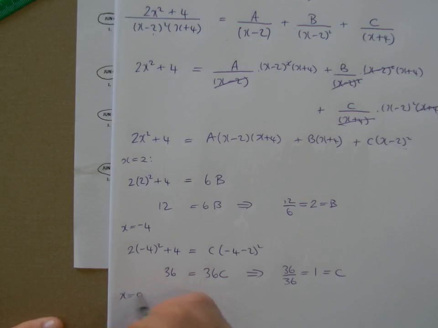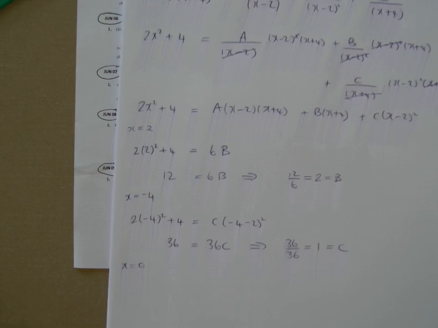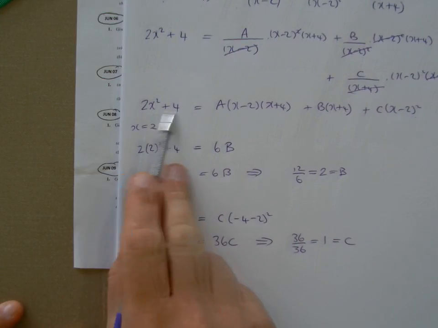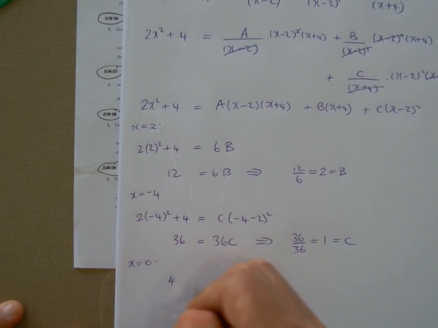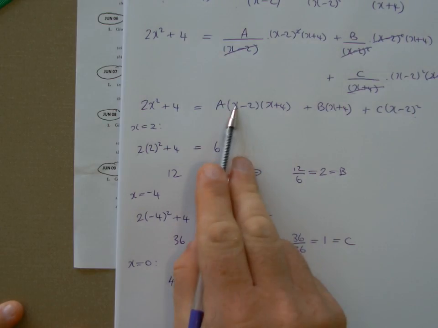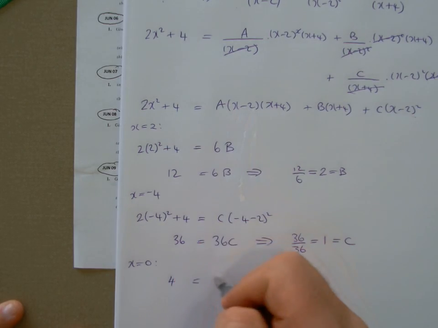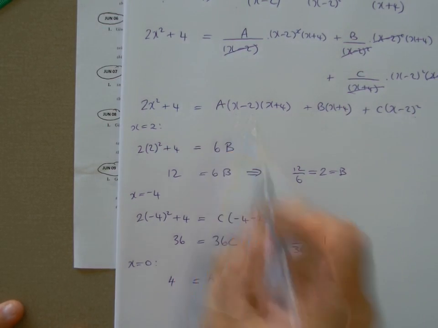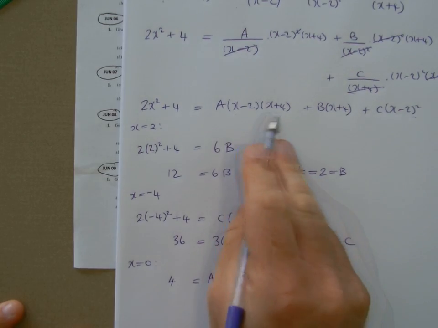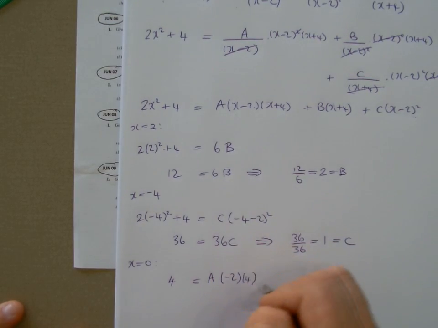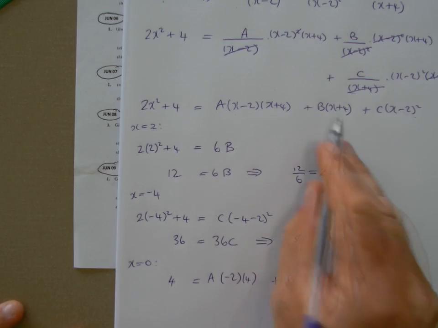So if we set x to be 0, you can set x to be anything, but if we set x to be 0, it makes it much easier, because if x is 0, that just becomes 4. Put 0 in there. 0 minus 2, and when you take your time, 0 minus 2 is minus 2. 0 plus 4 is 4. Plus then b.